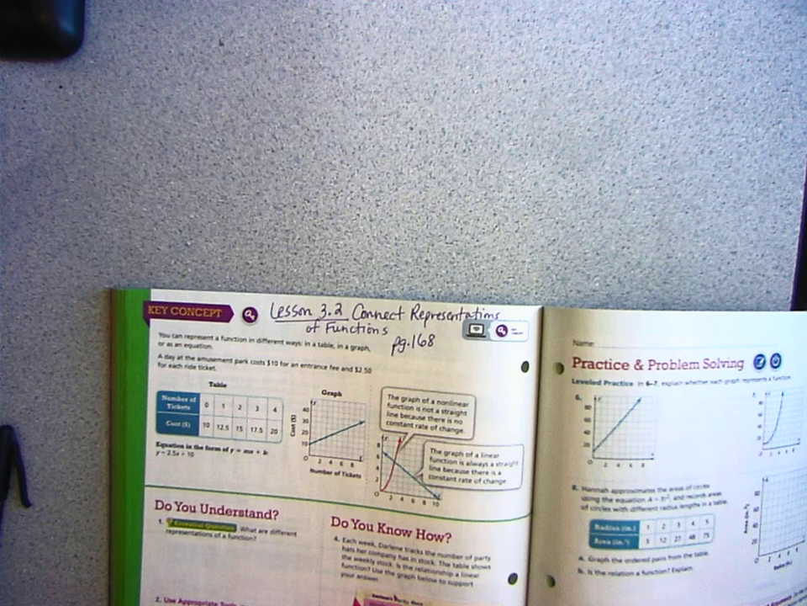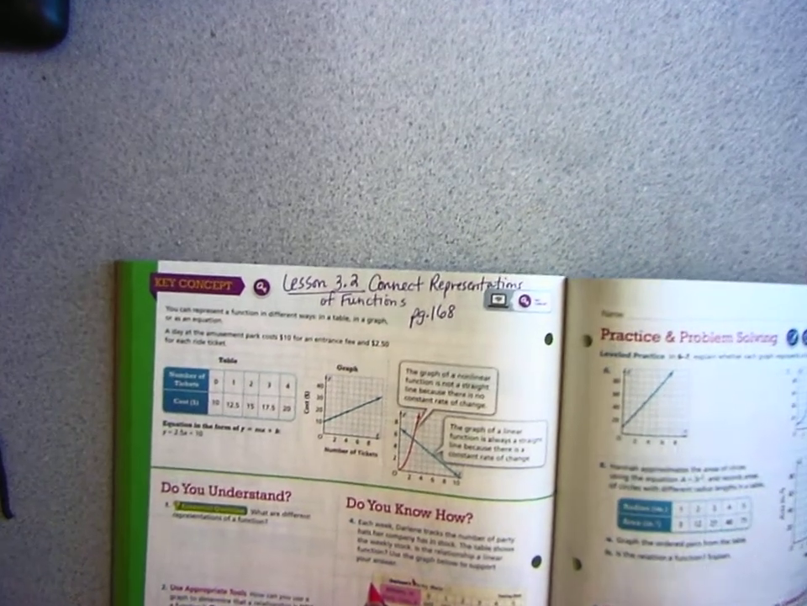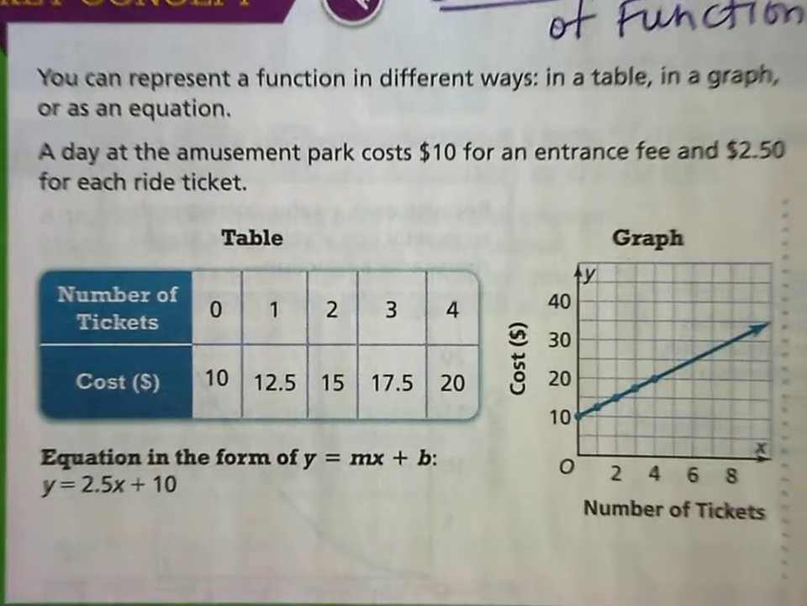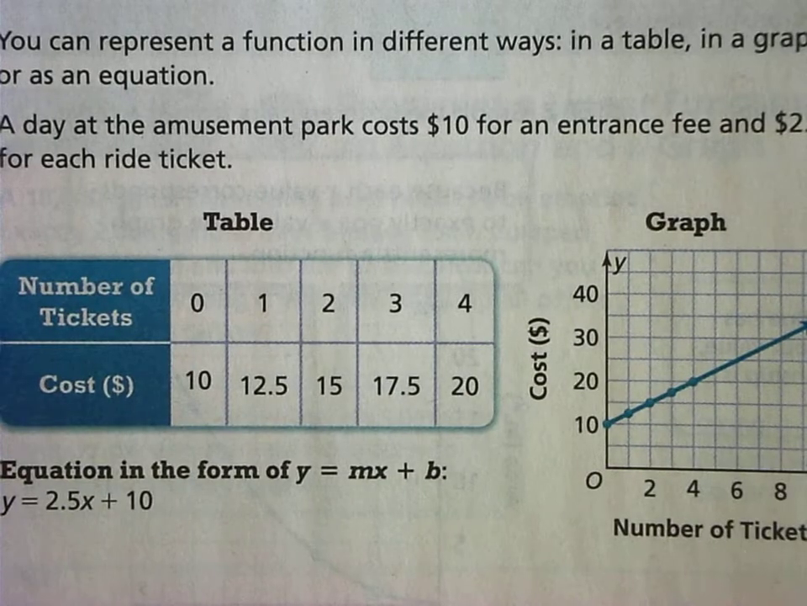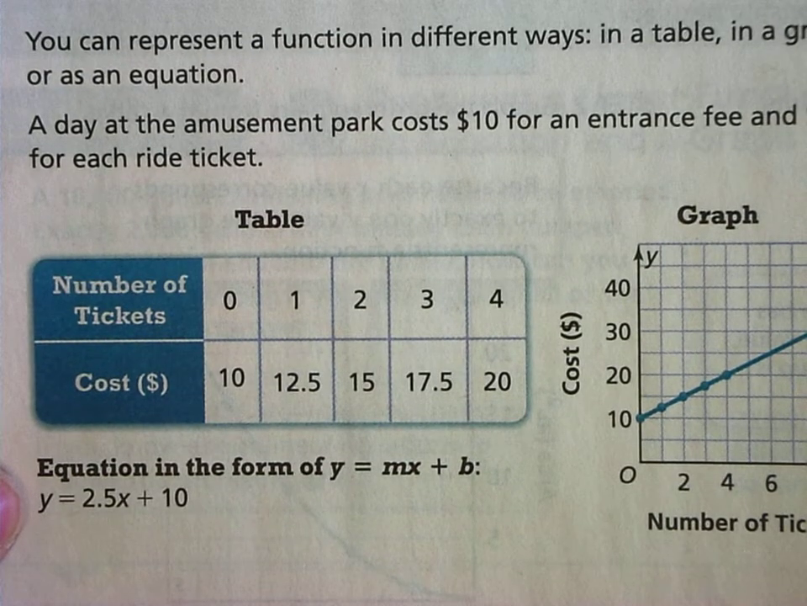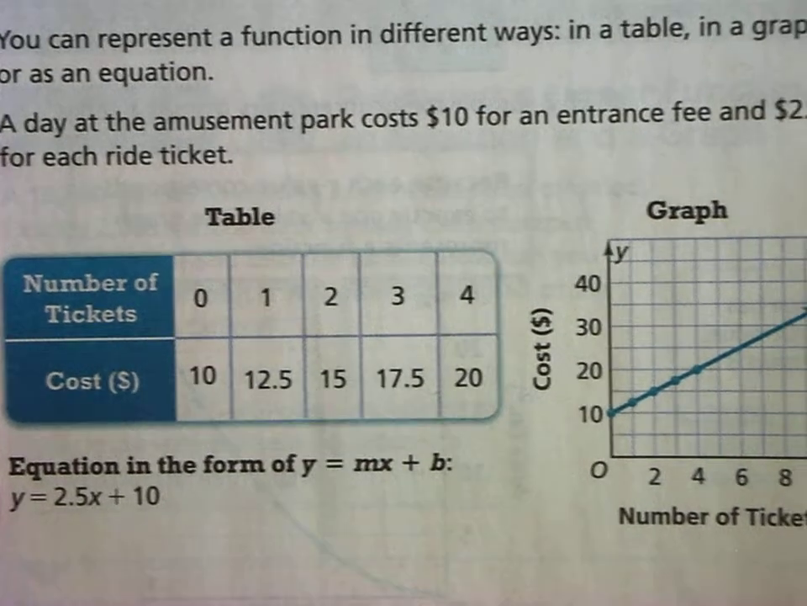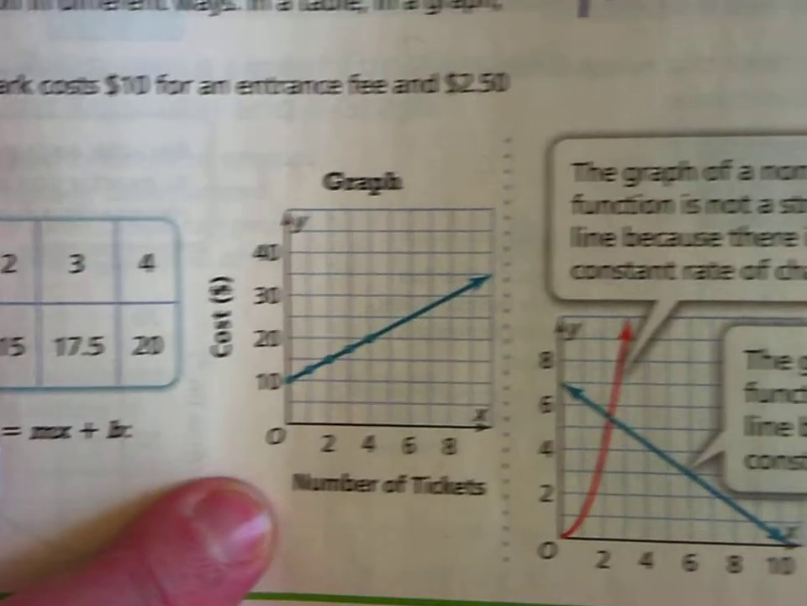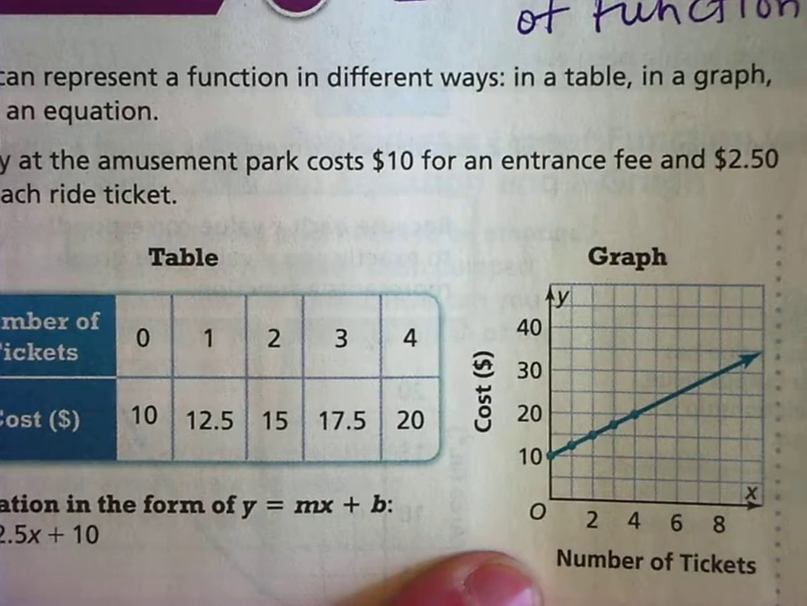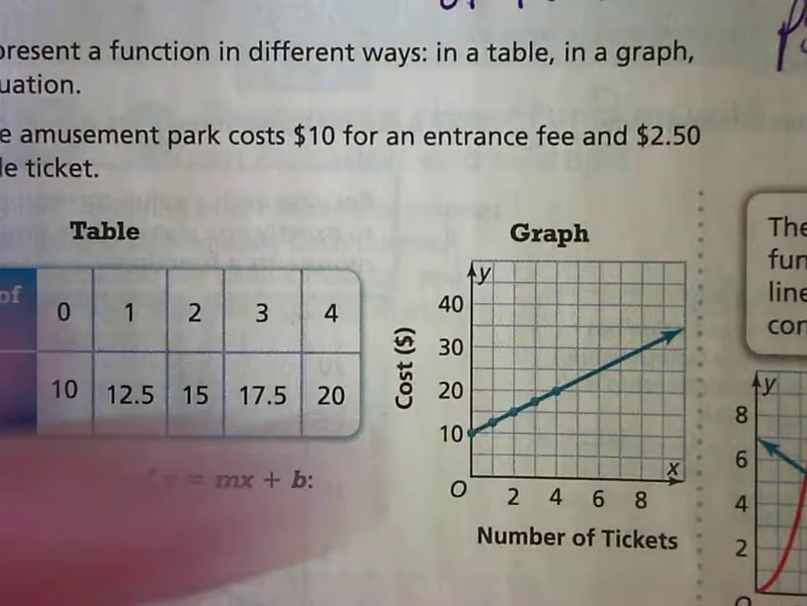Okay, folks, let's take a look at lesson 3.2. We're on page 168, different kinds of functions. Okay, so all of these are functions. So functions can be represented as a table. They can be in the form of slope-intercept form in an equation. Functions can be graphs. So in a table, and in a graph, and an equation, basically. A table, a graph, and an equation.